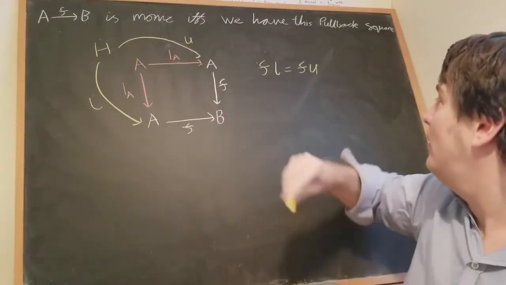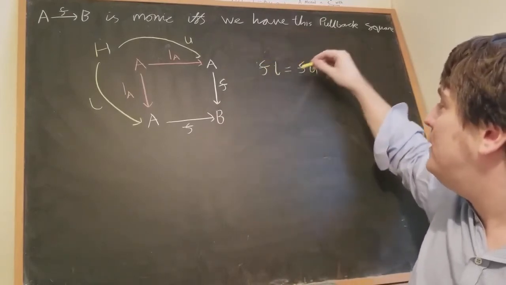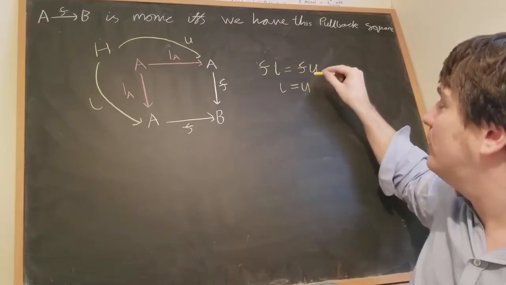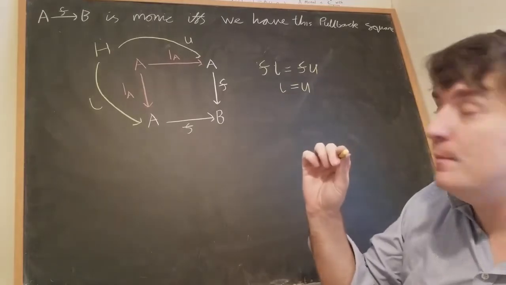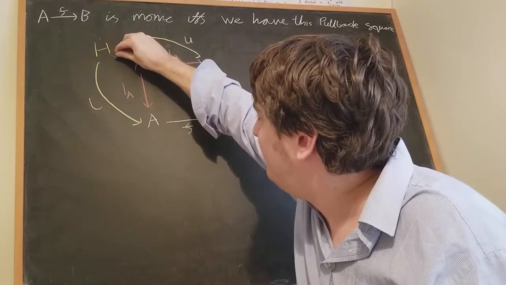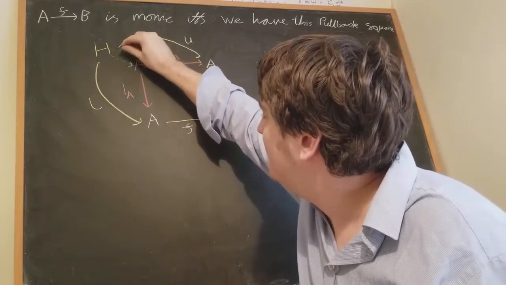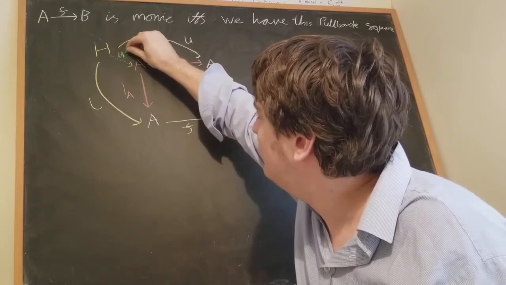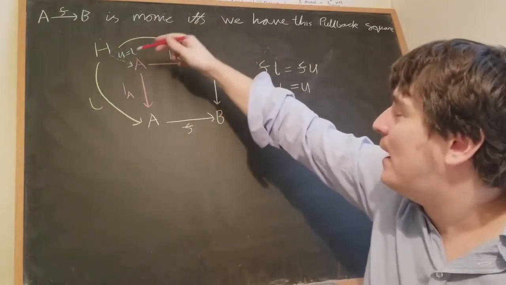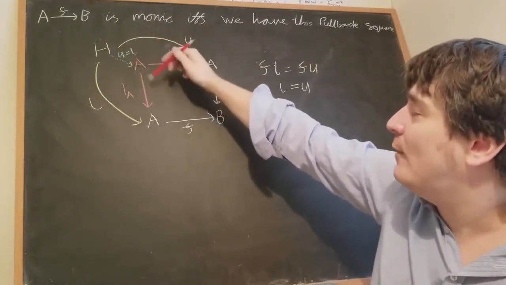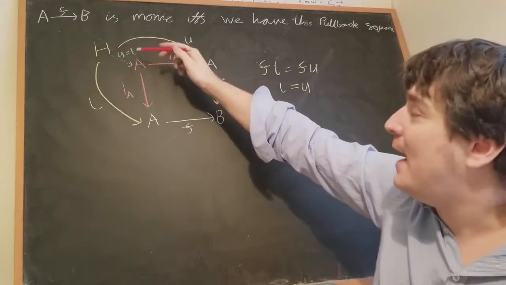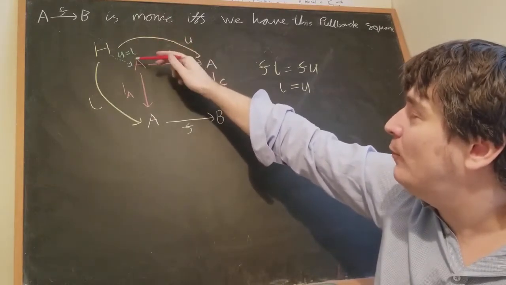And so F after L equals F after U implies that L is equal to U. And now clearly, setting this arrow here from H to A to be equal to U, which is equal to L, that is going to make this upper triangle commute, and it's also going to make this lower triangle commute. So this should be an acceptable intermediary arrow, but it's also the only one that works, right?